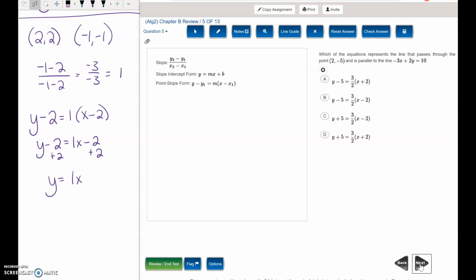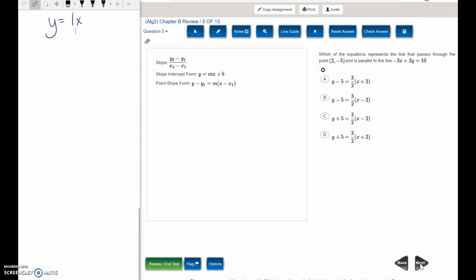Okay, the next one. This one's a little bit weird because it gives you the line in what we call standard form. Negative 3x plus 2y equals 10. We don't normally see equations written that way. We want our line to go through the point 2, -5 and be parallel to this line. So we need to figure out what is the slope of this line.